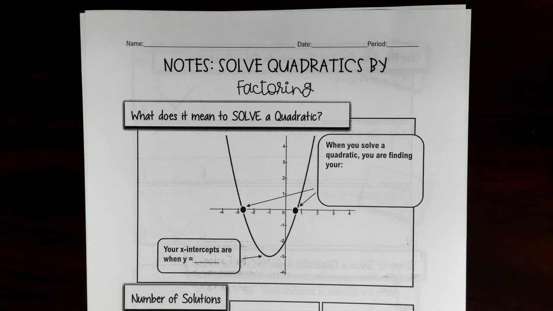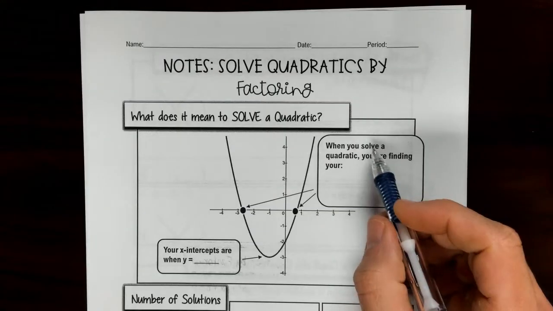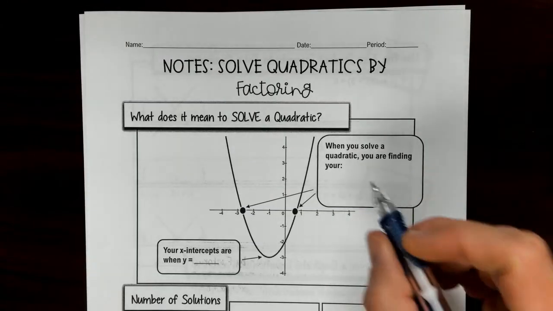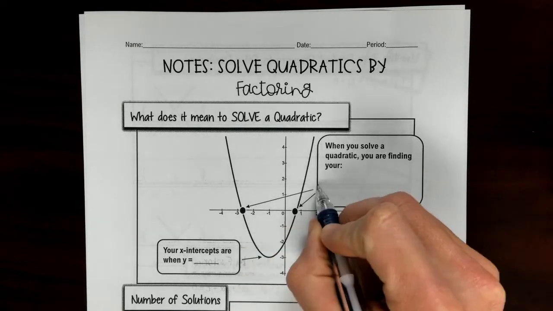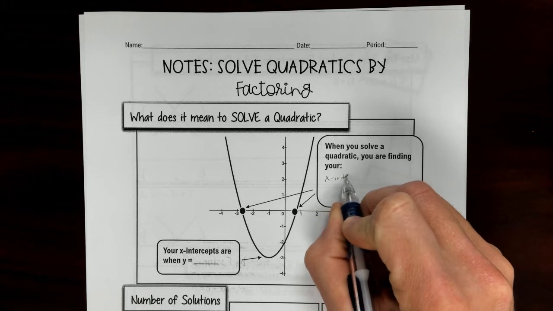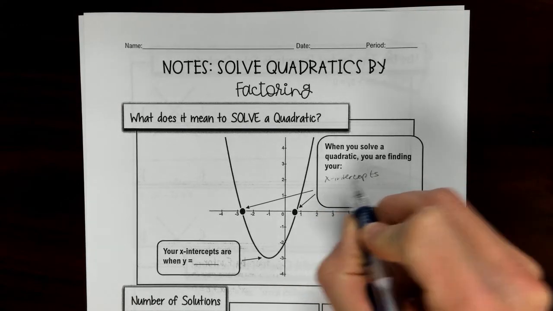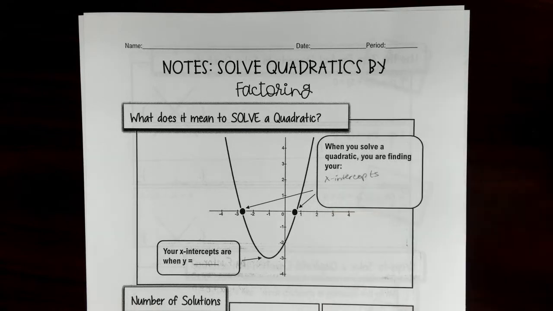Alright, so first thing we're going to look at, what does it mean to solve a quadratic? Well, when we're solving a quadratic, we are finding our x-intercepts. Right? So where the graph is crossing or touching the x-axis.